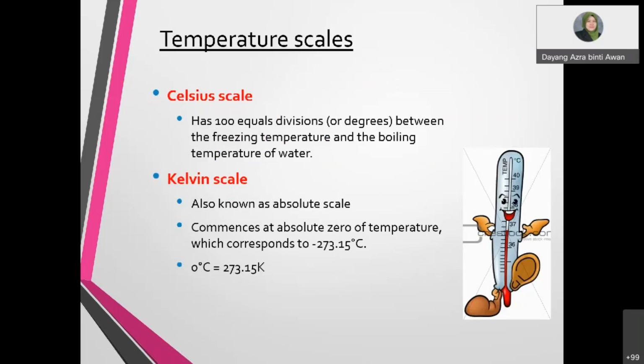Then we have temperature. Normally we calculate it with the Celsius scale, 0 until 100 degrees. And you can change it into the Kelvin scale, which is what we call the absolute scale. For 0 degrees Celsius, it is equal to 273.15 Kelvin.